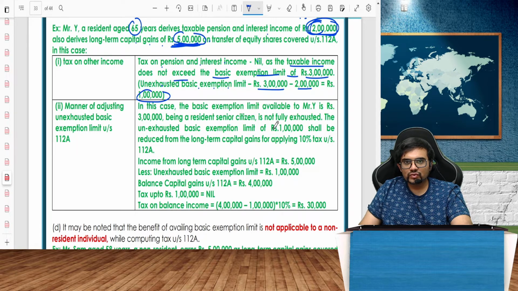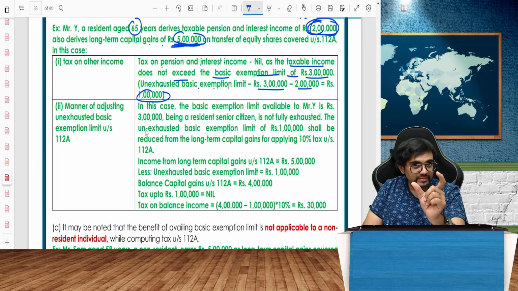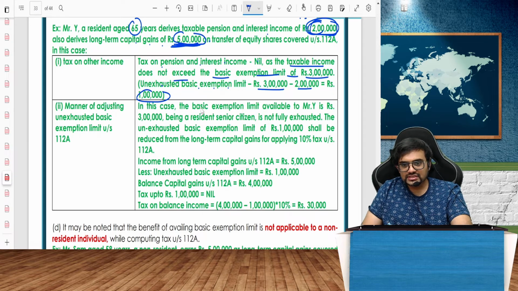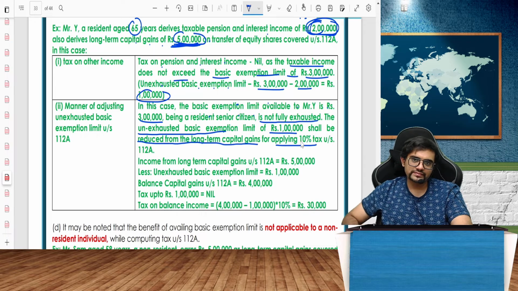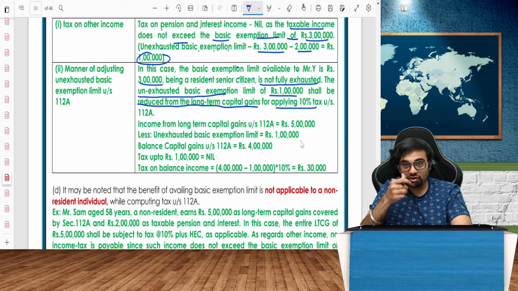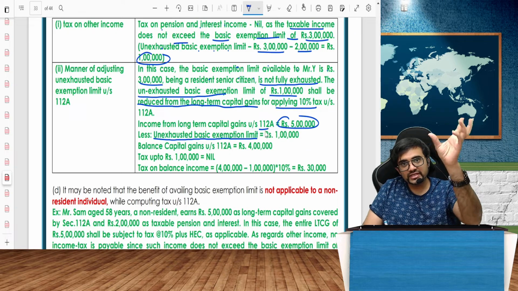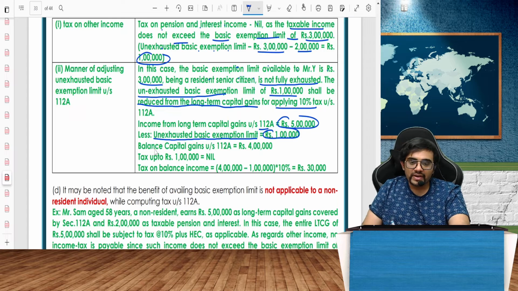Remaining 1 lakh, what do you think? So you see that 1 lakh is the unexhausted portion. Will I get the benefit of that? Yes, see. In this case, the basic exemption limit available to Mr. A is 3 lakh. Being a resident senior citizen, it is not fully exhausted. The unexhausted basic exemption limit of 1 lakh shall be reduced from the long-term capital gains for applying 10%. So, income from long-term capital gains is 5 lakh. Unexhausted basic exemption limit benefit is given. Initially, they had taken it away, then they gave it. 1 lakh. Balance capital gain under 112A, 4 lakh.